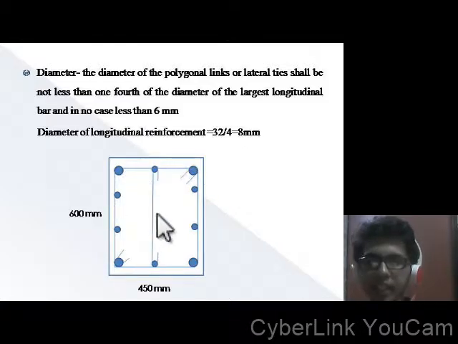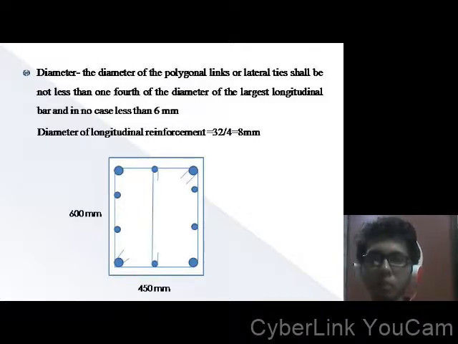This is the detailing that is given, that is, at the corners we had provided 32 mm bars, and all others are 25 mm bars. So we conclude this problem.